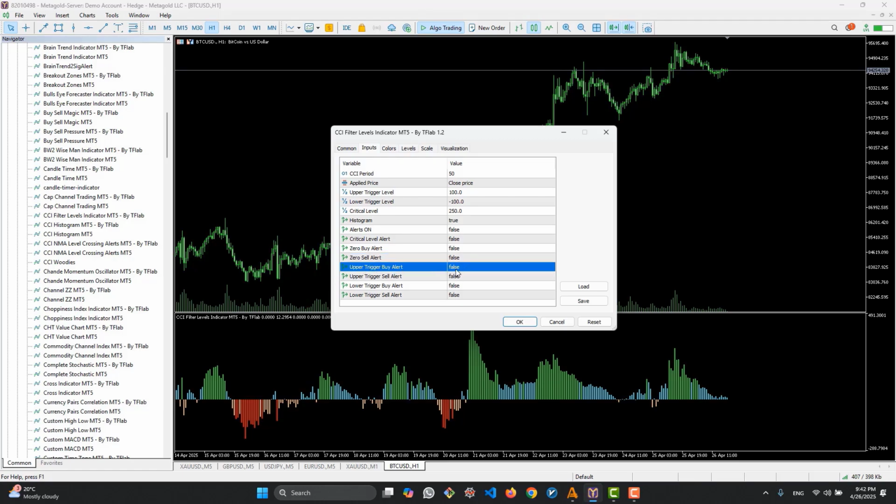The next option is for the upper trigger level, which issues an alert when there is an upward cross. The next option is again for the upper trigger level, but this time it issues a sell alert when there is a downward cross. The next option, if enabled, is for the lower and negative trigger level, which issues a buy signal when there is an upward cross. And the last option is for an alert on the lower and negative trigger level and a downward breakout, which also issues a sell signal if enabled.